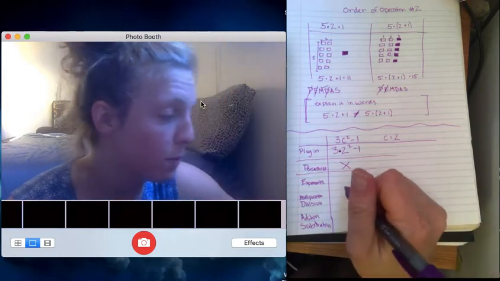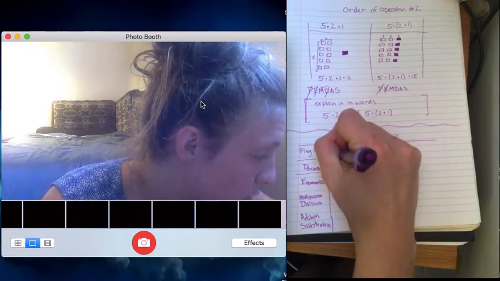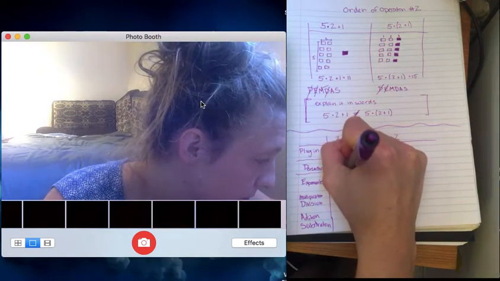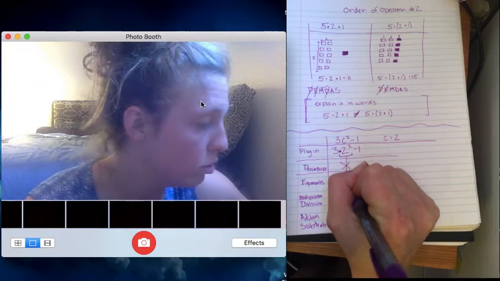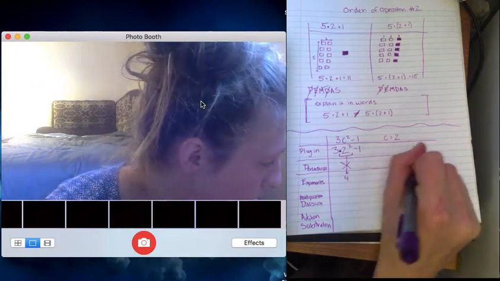Now we're looking for our exponents. Do we have an exponent? Yes, we have an exponent. It's this one. So 2 squared is 4, and I can draw that out next to me.